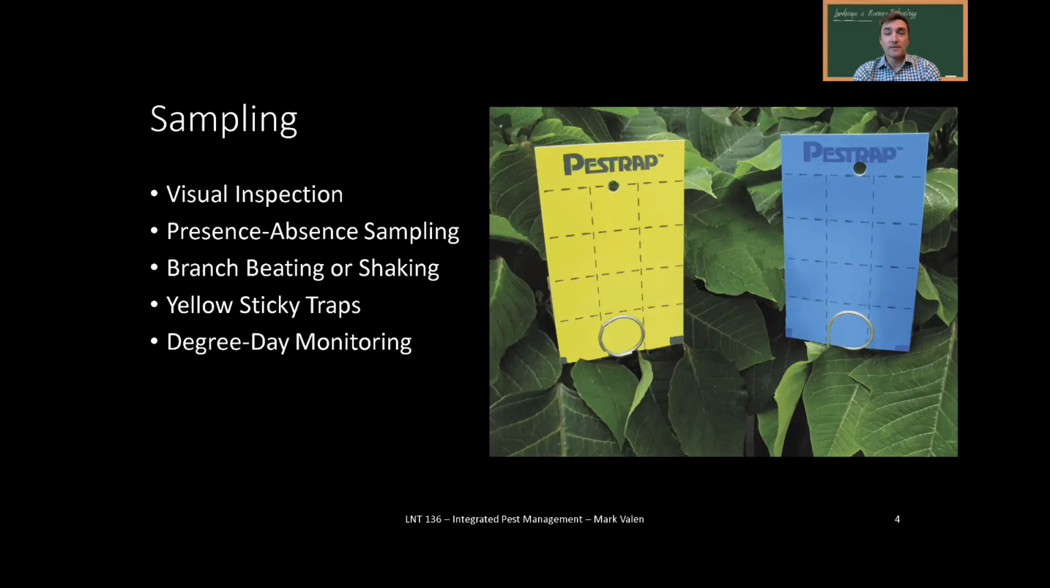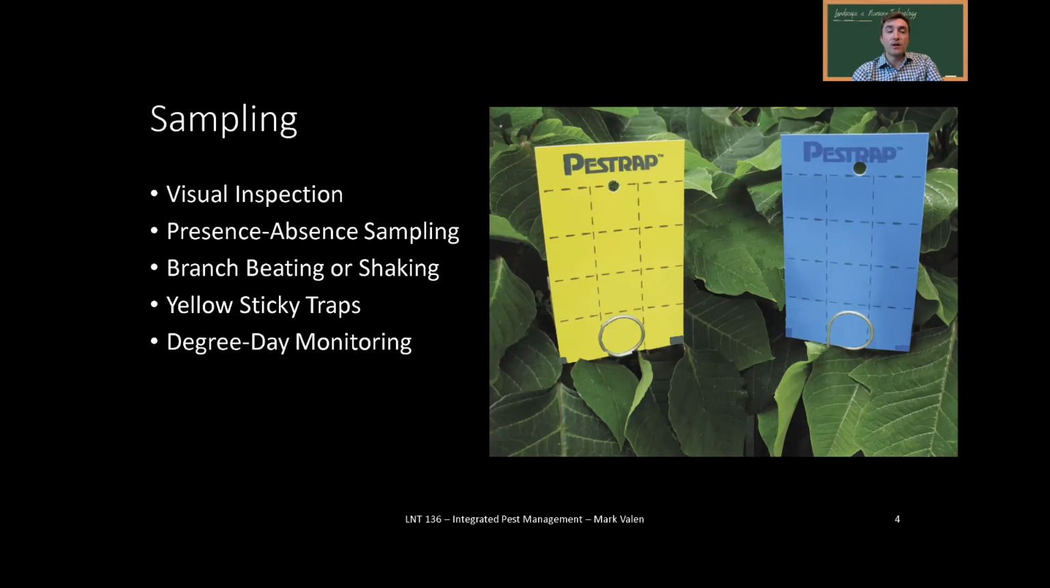And then the idea is you can refine your sampling methods year upon year in order to get a proper action threshold for your area. The nice thing about this is you can also compare data from previous years and you can watch ongoing trends. Other methods of sampling are branch beating or shaking.